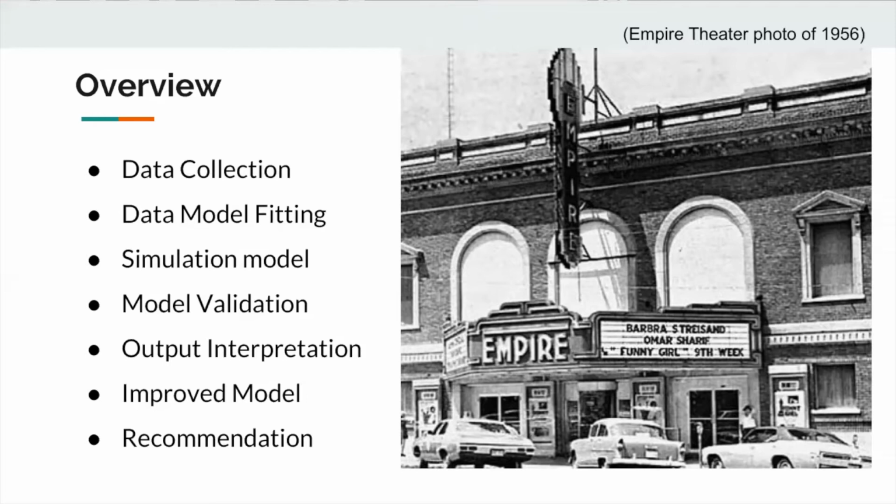Therefore, we built a simulation model that imitates the real check-in process in AMC Empire 25 and developed an improved model to address latent problems of theater operation. Our goal is to minimize the overall waiting time through the entire check-in process.